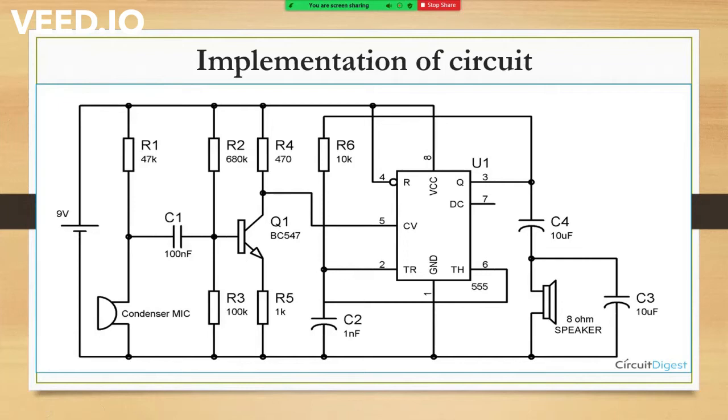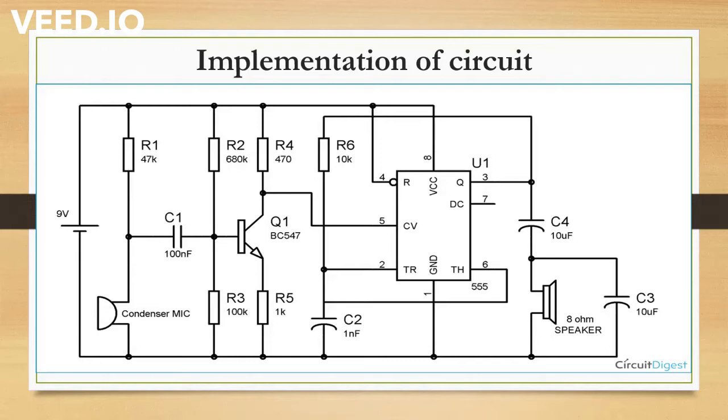This R1 resistor is used for the biasing of the condenser mic. R2 and R3 are used to provide proper biasing to the transistor. The main function of this transistor is to convert the sound energy given as input into an electrical signal. This input signal is then fed to the control pin 5 of our IC. As my partner discussed, this 555 timer IC is the heart of this whole circuit. So how does this circuit work? Now let's come to the working.